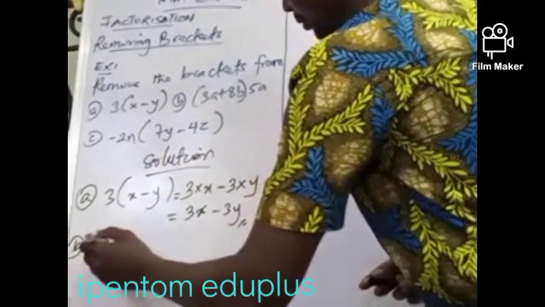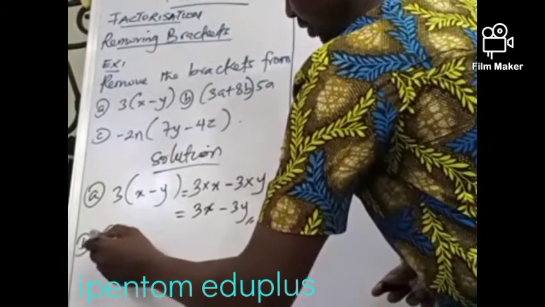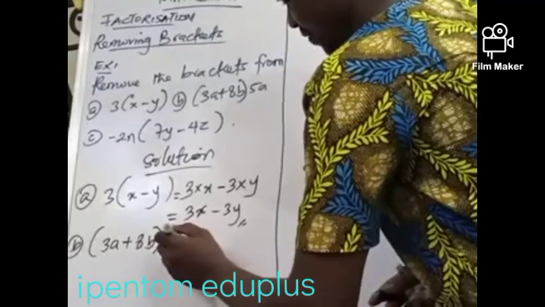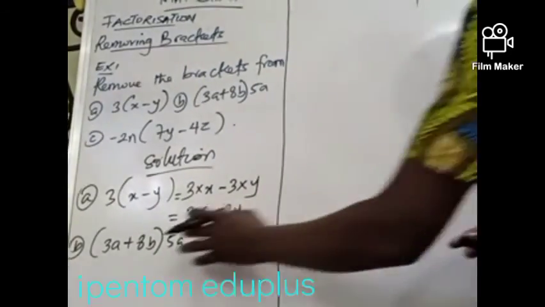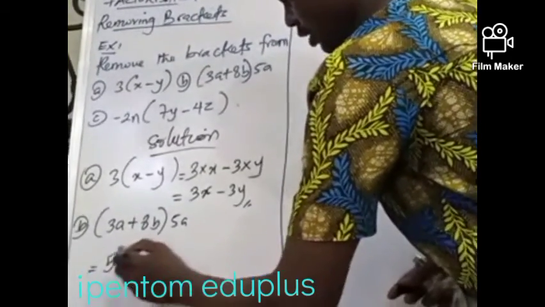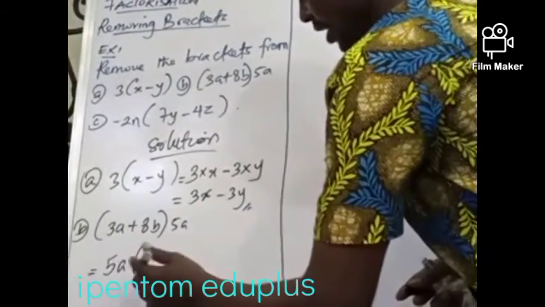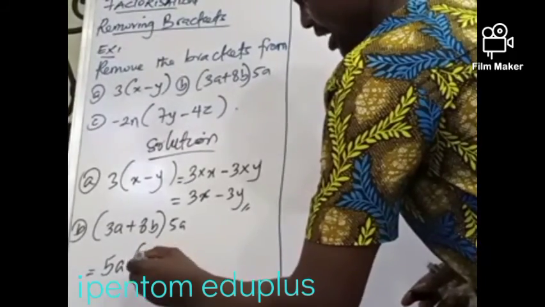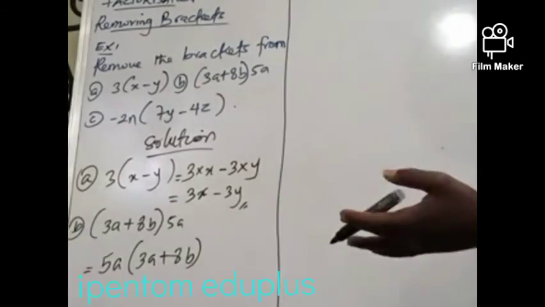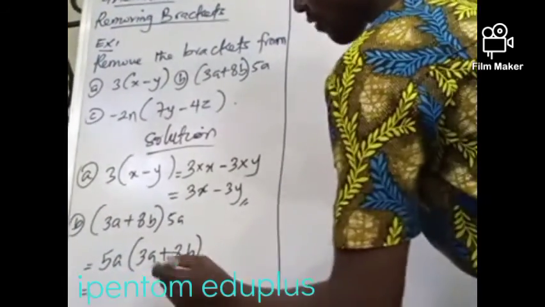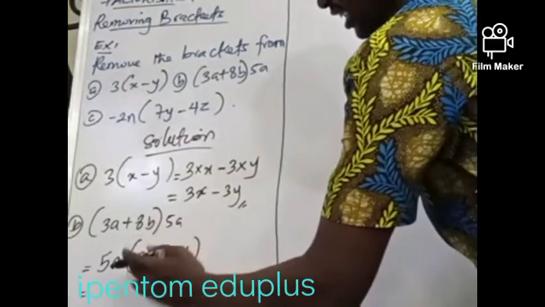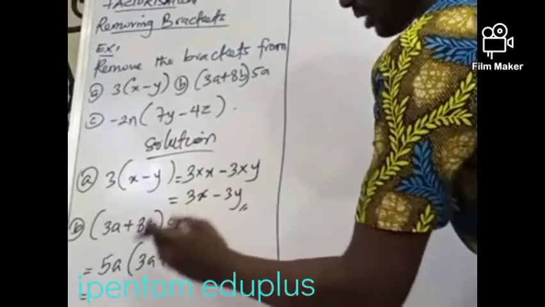The second question, we have 3a plus 8b times 5a. We can rearrange this one so that we move the 5a to the front. It will now become 5a times (3a plus 8b). Then to remove the bracket, still the same method. Use whatsoever you have outside the bracket to multiply what you have inside, but you are going to use it to multiply each of the terms inside the bracket.